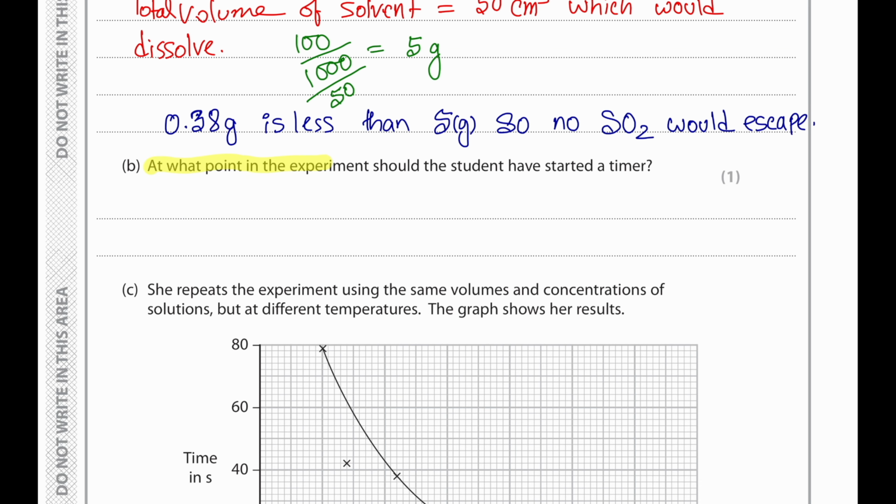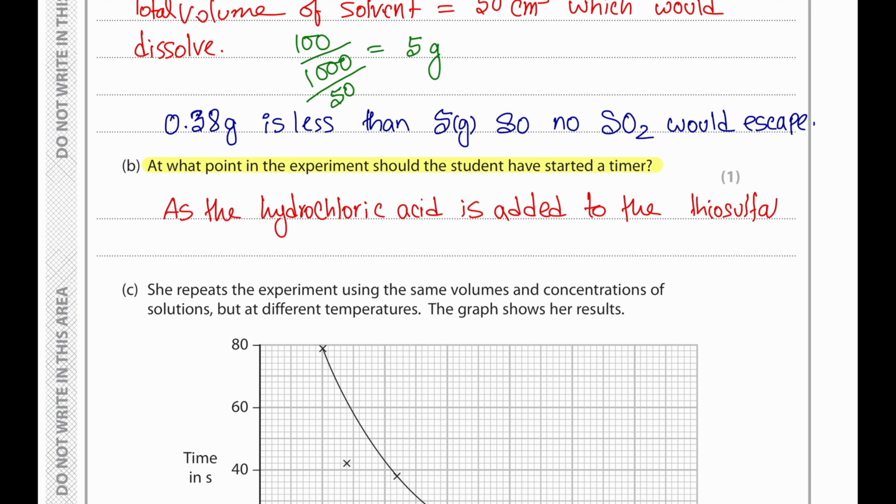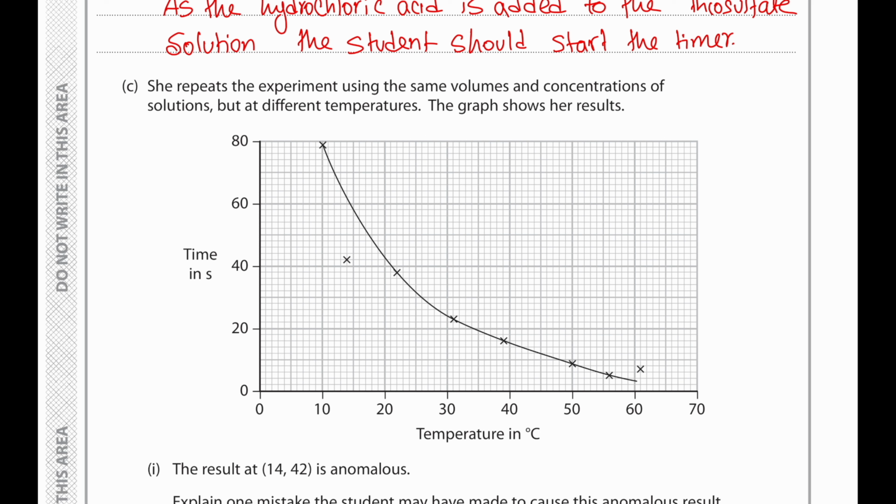At what point in the experiment should the student have started a timer? Once the hydrochloric acid is added to the sodium thiosulfate, the student should start the timer. She repeats the experiment using the same volumes and concentrations of solutions but different temperatures. The graph shows her results.